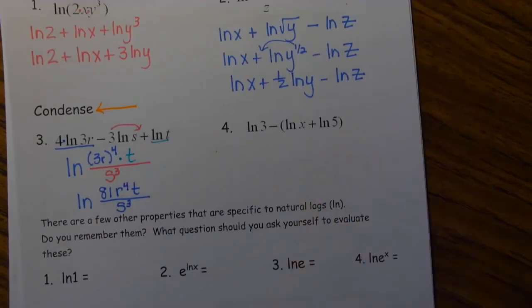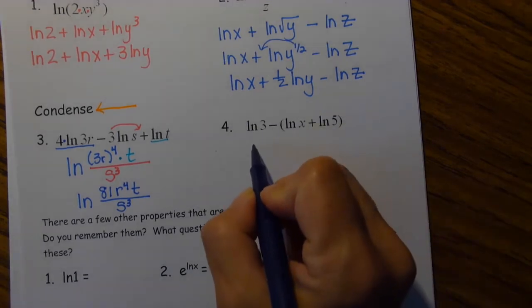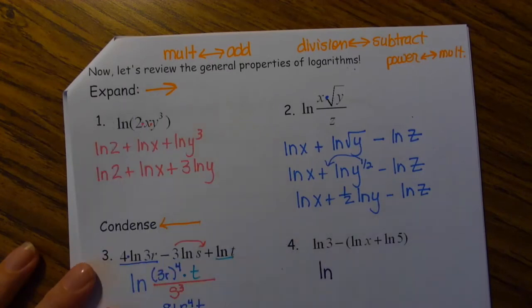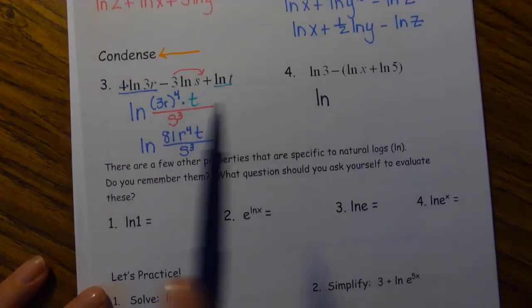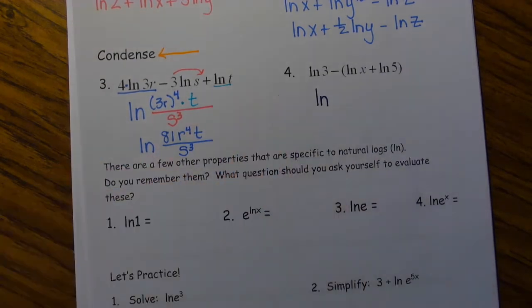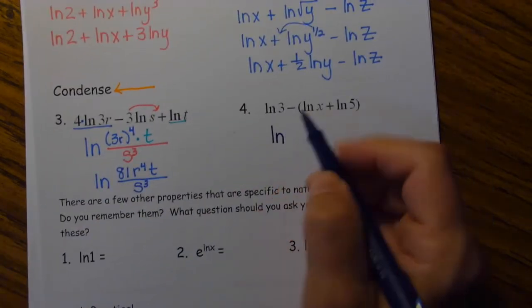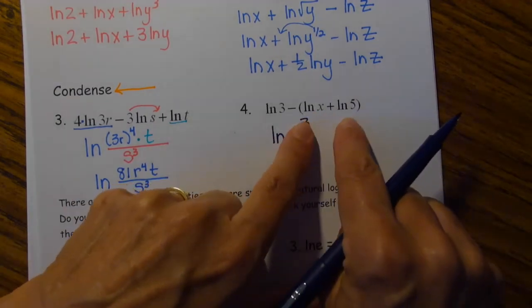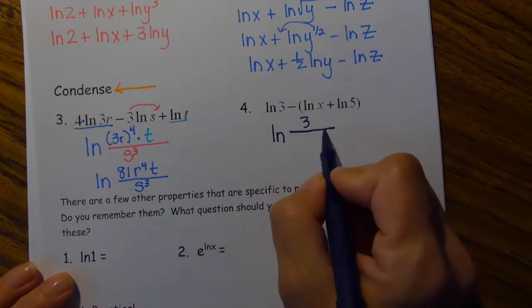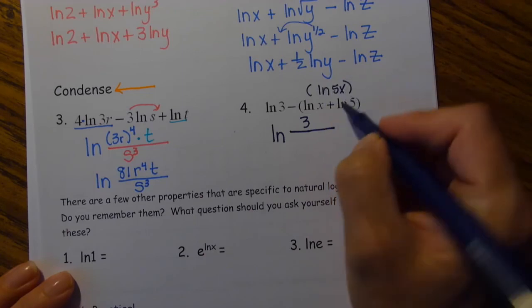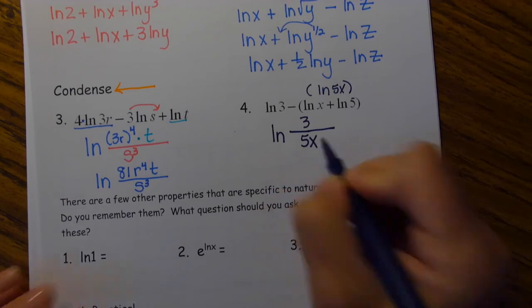Now, what about this one? What are we going to do here? Well, ln, and notice when you expand, every term gets an ln or a log. When we condense, you're only going to have one ln or one log. You won't have this written more than one time. What's this going to look like? Well, this is 3 minus, now this time we're subtracting the whole thing. So this is really what? This here becomes what? ln of 5x, because it's plus. So there we go, and we're done.